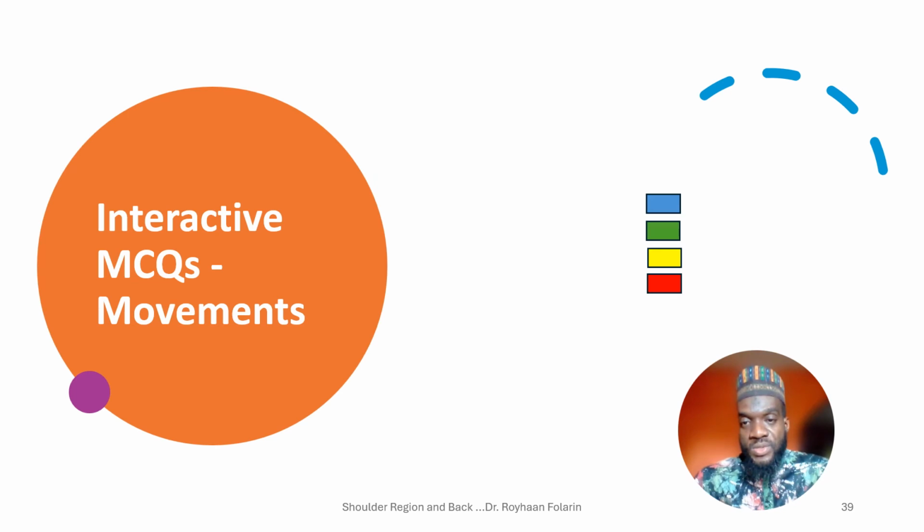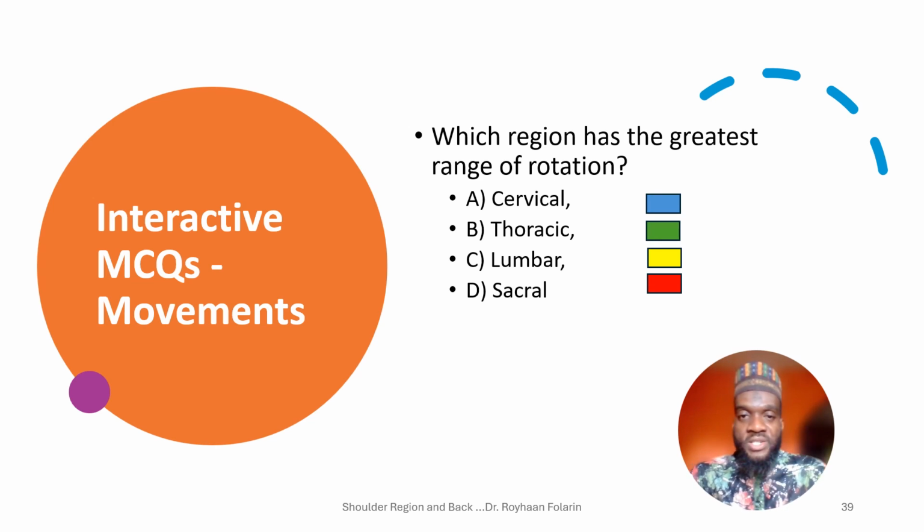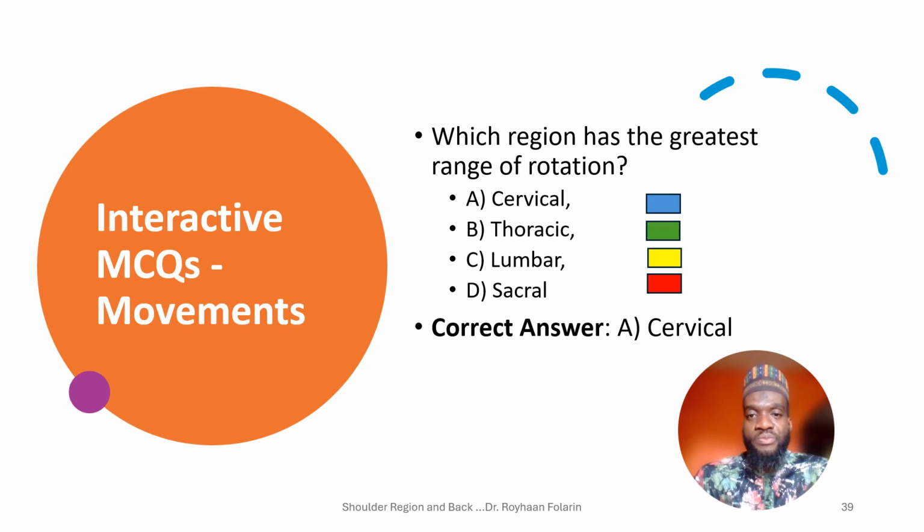is known as scoliosis. So here is where we stop quickly again to ask a question, and this time around I'll be asking which region has the greatest range of rotation. Which region? Okay. Which card will you be flashing this time around? I hope you've not flashed any card other than the blue, because we know that the cervical region has the greatest range of rotation.